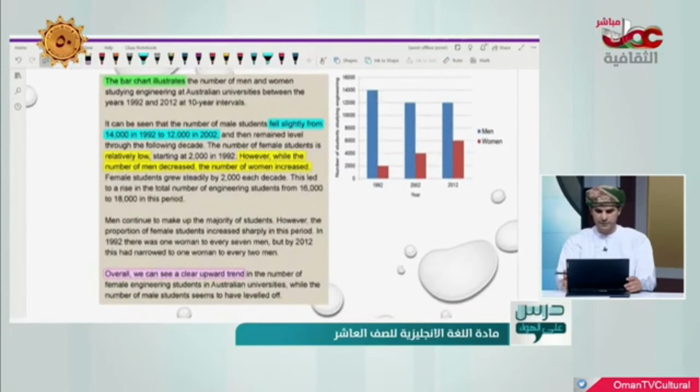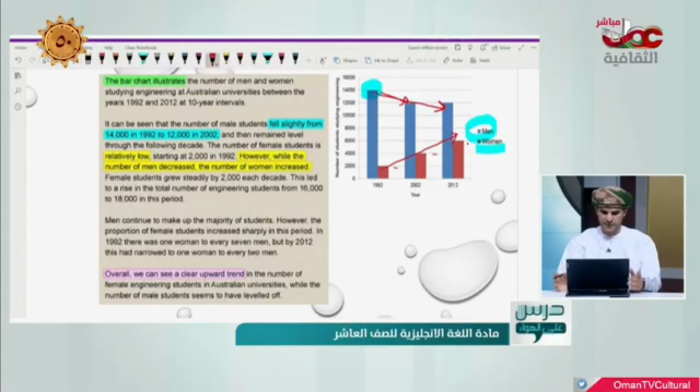It's clear, I think. Look here, the bar chart illustrates the number of men and women. It can be seen the number of male students fell slightly from 14,000 to 12,000. Okay, the female number is relatively low, from 2,000, 4,000, 6,000. However, while the number of men decreased, the number of women increased.